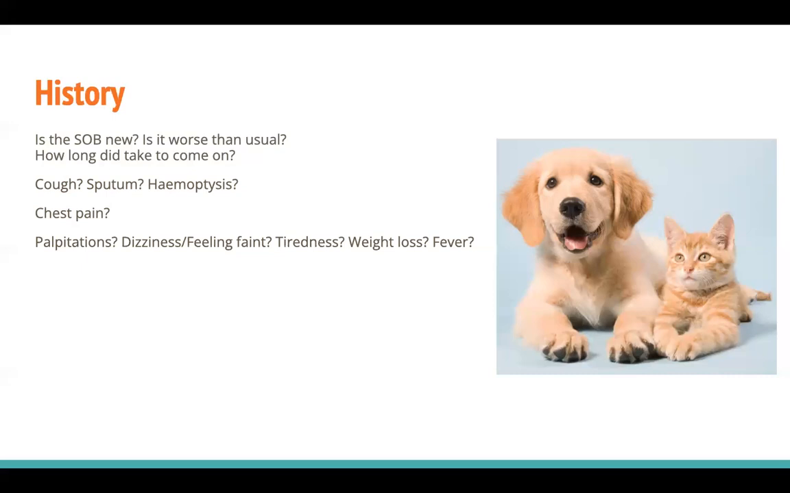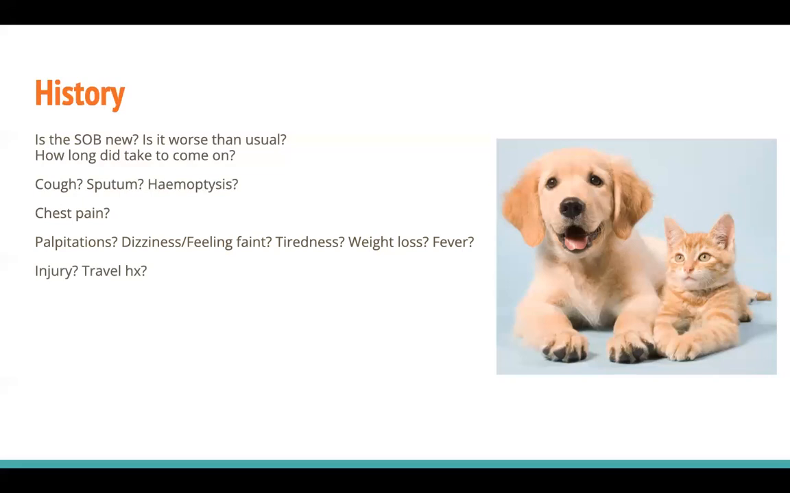Has a patient complained of any tiredness or weight loss? Perhaps there's an underlying diagnosis of TB or a mass, particularly if there's weight loss. But one of the differentials to consider is anemia. And lastly, is there any fever? Again, an array of infections that can cause that.